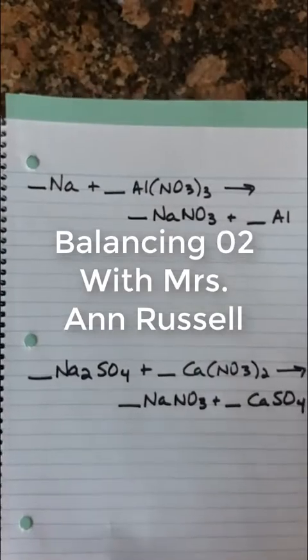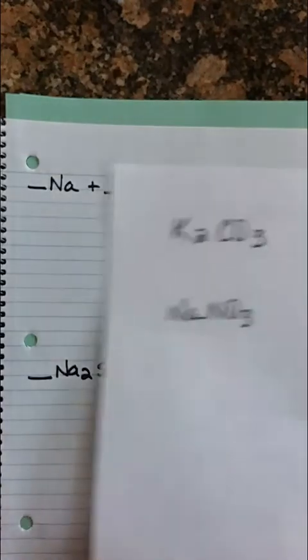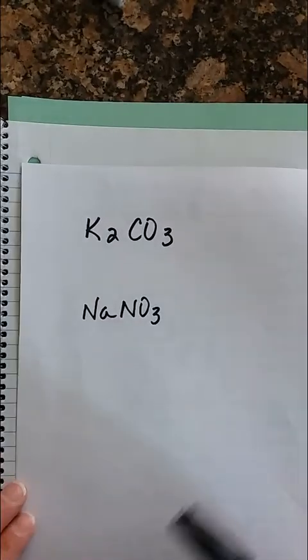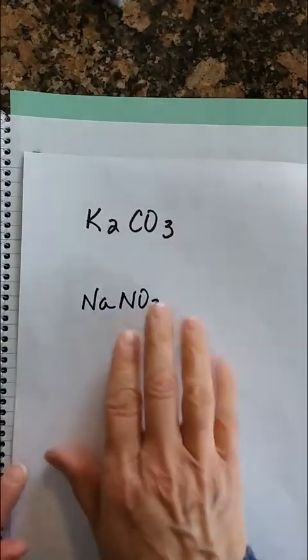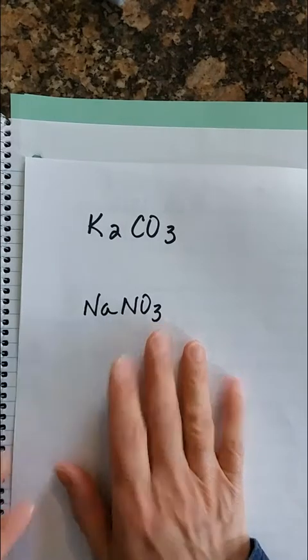Okay, hi guys. What I want to do with you today is show you how to balance some equations that include polyatomic ions. Last week, we were looking at counting and trying to tell how many of each part we had, and they included those 6 polyatomic ions that I had given you.